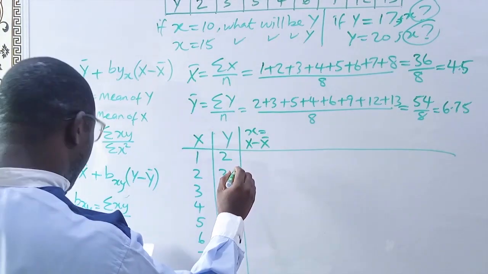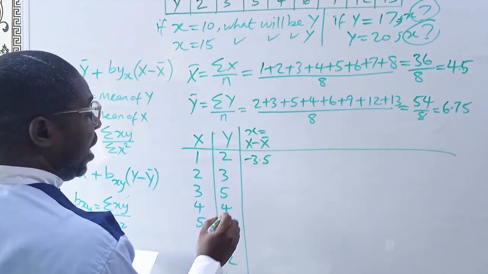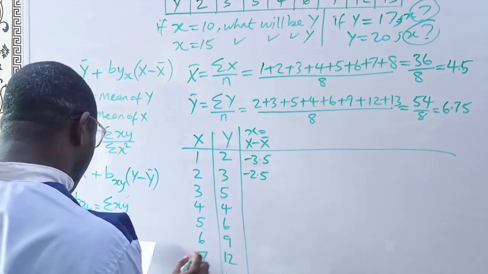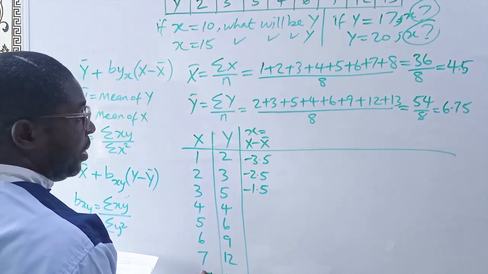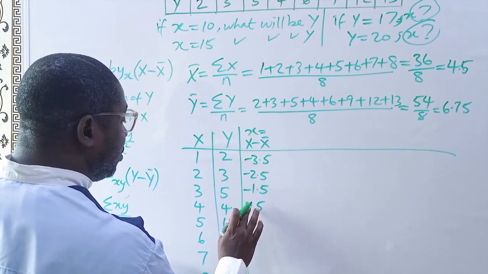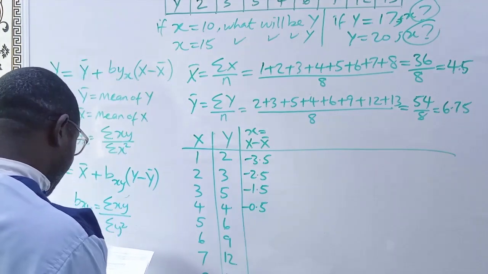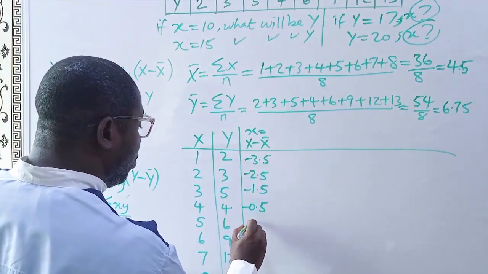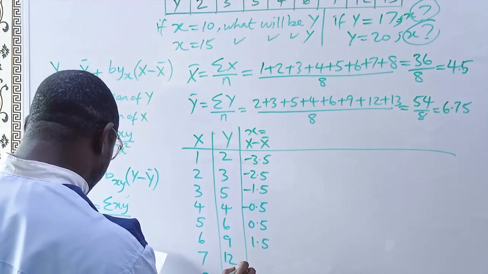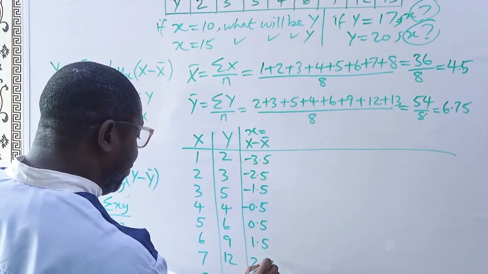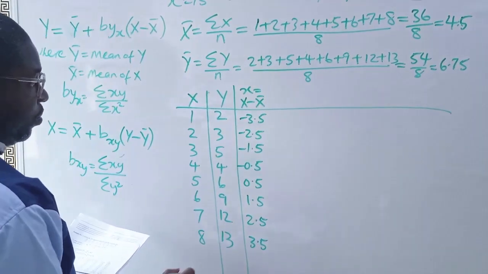1 minus 4.5 will give us minus 3.5. 2 minus 4.5 will give us minus 2.5. 3 minus 4.5 will give us minus 1.5. 4 minus 4.5 will give us minus 0.5. 5 minus 4.5 will give us 0.5, that's positive, and 6 minus 4.5 will give us 1.5. 7 minus 4.5 will give us 2.5. 8 minus 4.5 will give us 3.5. Okay, that's what we have.